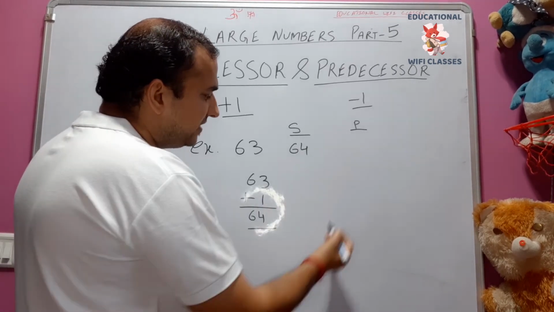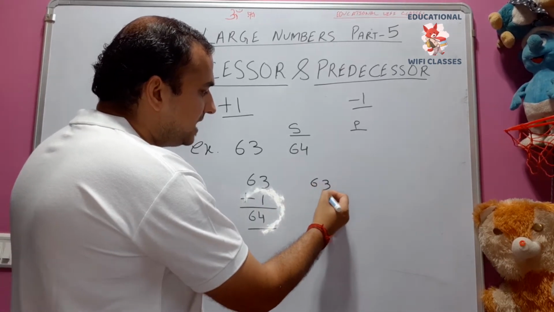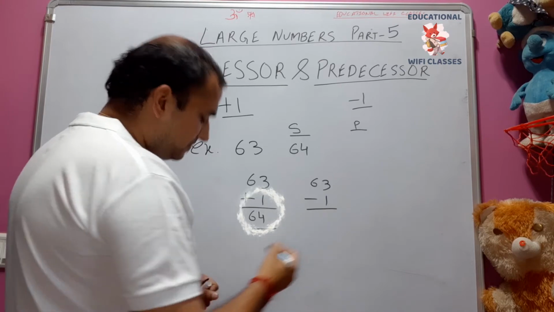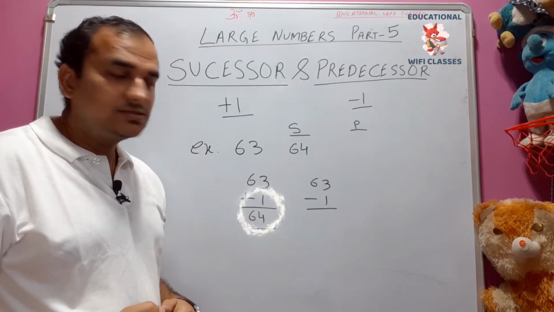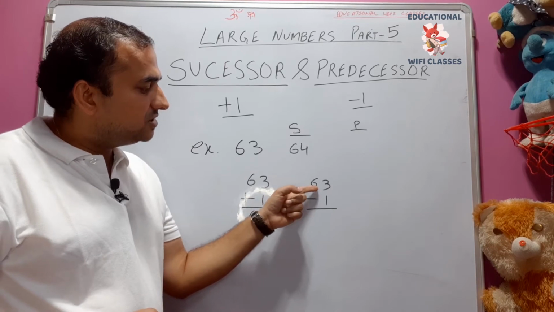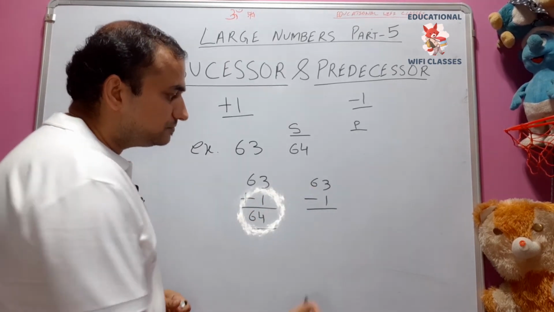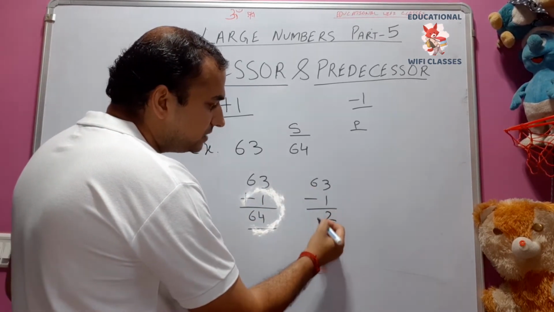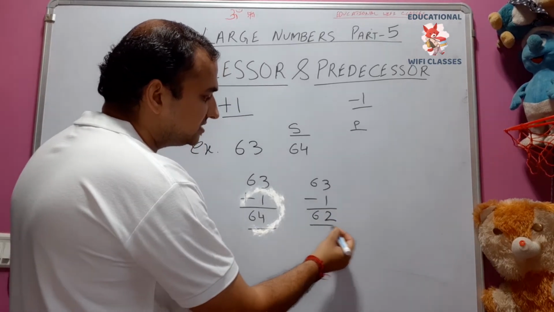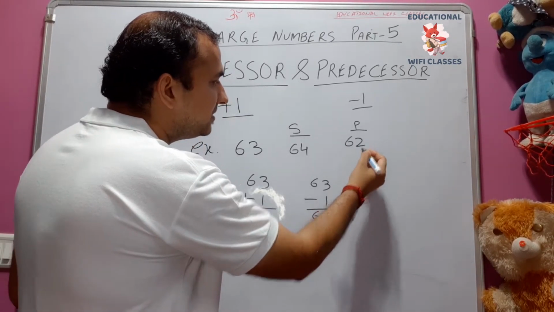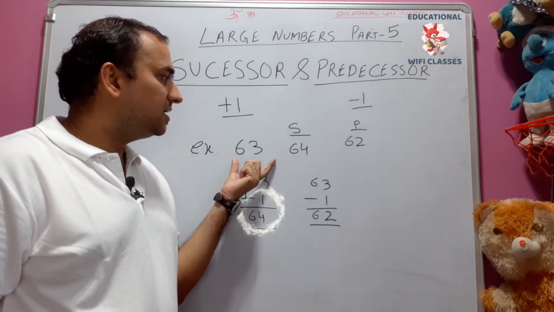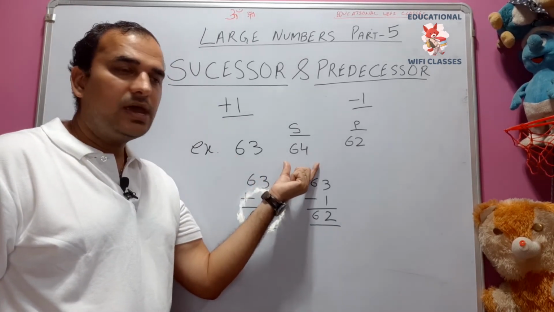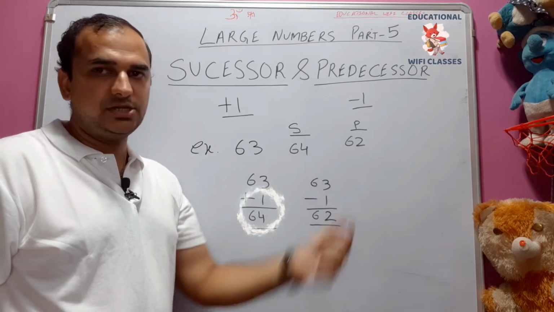Same way, when I need to find the predecessor, I will minus one from the number on the units place. On the units place I have 3, so 3 minus 1 will be 2. And 6 comes down, so it will be 62. So I get the predecessor is 62. So for number 63, the successor is 64 and the predecessor is 62.